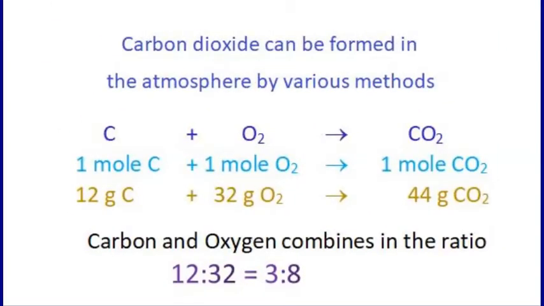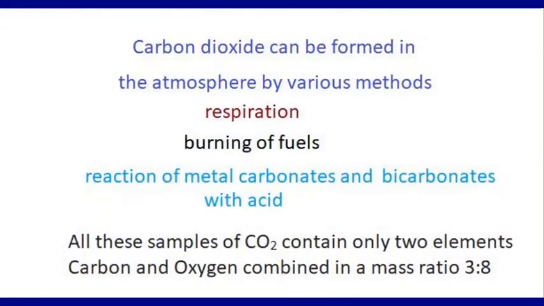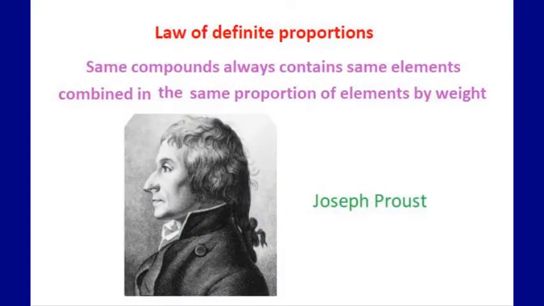Here, the ratio of the masses of carbon and oxygen is 12:32. That means 3:8. So we can conclude that carbon dioxide formed by any of these methods, that is respiration, burning of fuels, reaction of metal carbonates and bicarbonates with acid, contains only two elements, carbon and oxygen, which are combined in a mass ratio 3:8. Now we can go through the law.